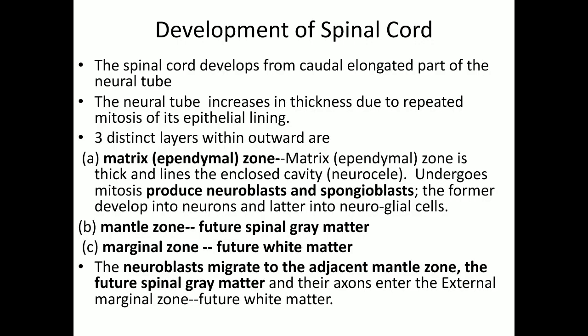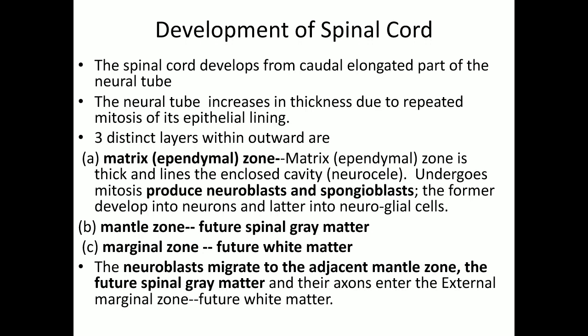Now we come to development of the spinal cord. The spinal cord develops from the caudal part of the elongated tube. The cranial part of the neural tube will enlarge to form the brain, and the caudal part of the neural tube is elongated to form the spinal cord.